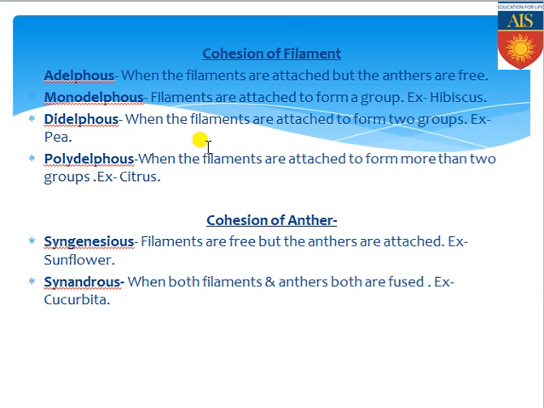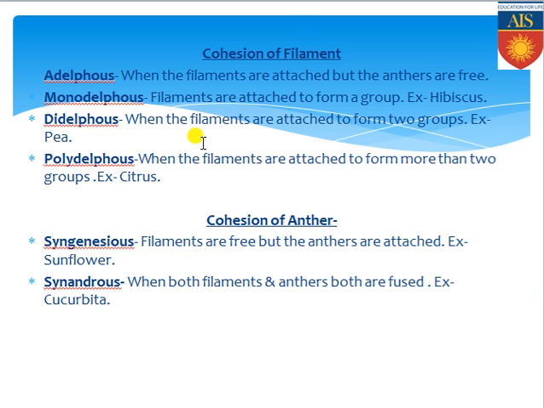Monoadelphous: when the filaments are attached to form a single group, it is known as monoadelphous. Example, hibiscus. Diadelphous: when the filaments are attached and form two different groups, they are known as diadelphous. Example, pea. Polyadelphous means when the filaments are attached to form multiple groups, more than two groups, they are known as polyadelphous. That means based on how the filaments show cohesion, flowers are categorized into four different categories.